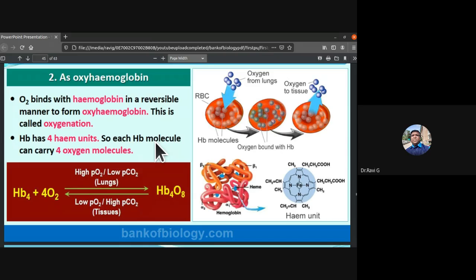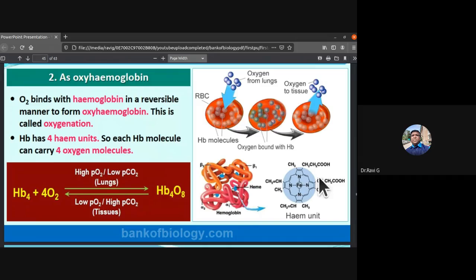Just remember the hundreds and thousands of hemoglobin molecules present within a RBC, and thousands of RBCs within the blood. So the oxygen carried by our blood, especially the RBC which carries the hemoglobin, is a huge amount. 97% of oxygen is carried in the form of oxyhemoglobin. Only 3% of oxygen is dissolved in plasma and carried through the plasma as a physical solution. But 97% is carried as oxyhemoglobin. So remember that.